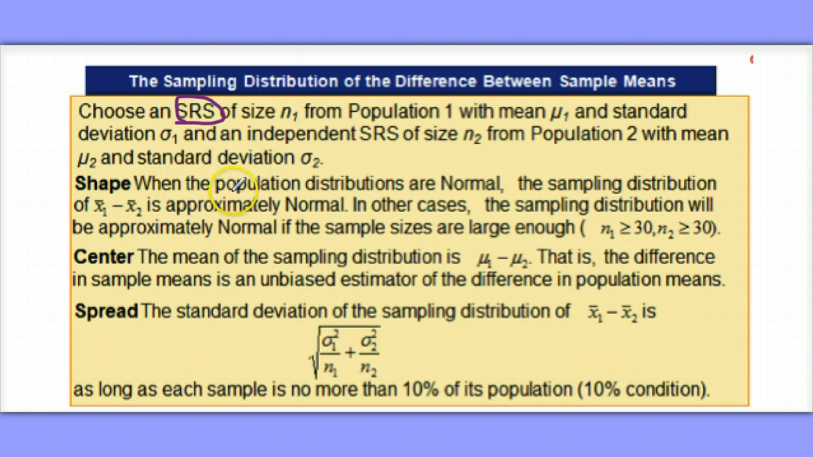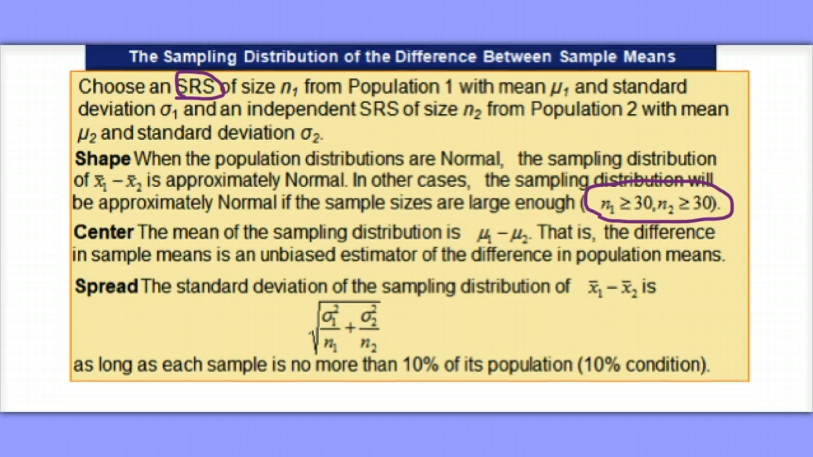and if the original two population distributions where we got our samples from are normal, then the shape of our sampling distribution of sample means is approximately normal. Otherwise, if the original distributions are skewed, we want to make sure our sample sizes for both of our two samples are greater than or equal to 30.